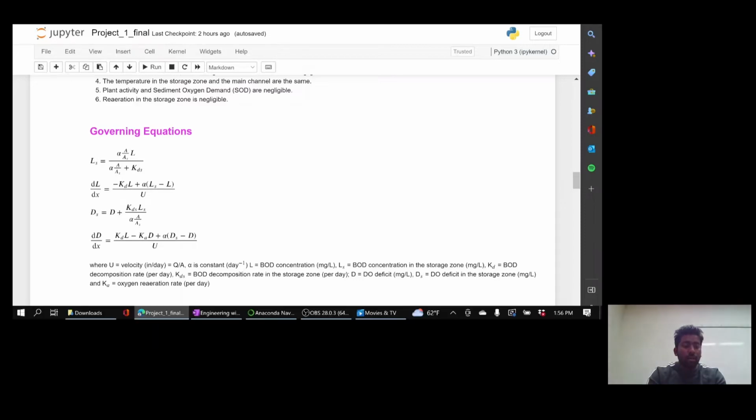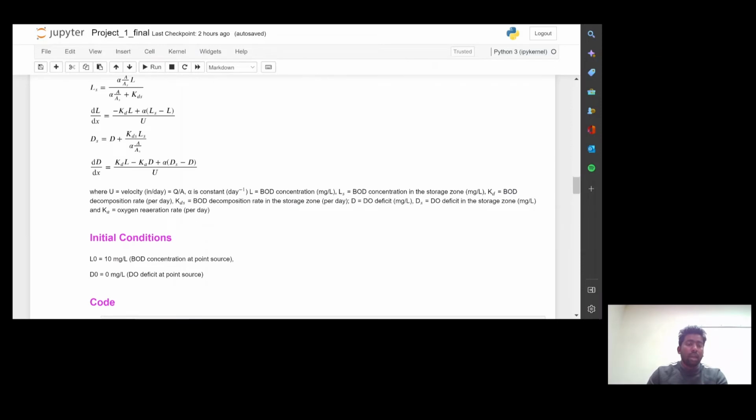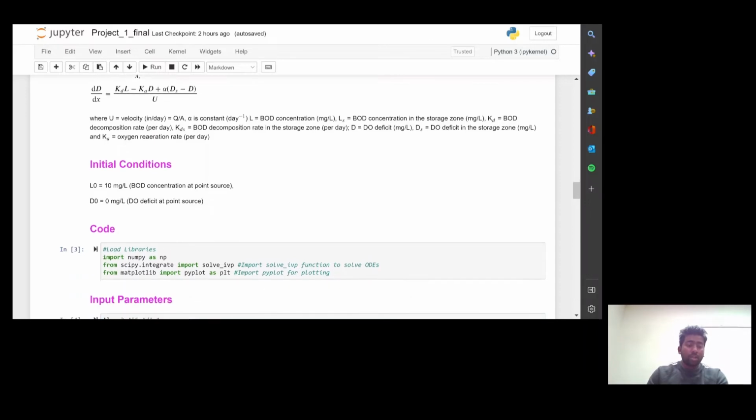Our fourth equation is dD/dx, which is for the change in DO for the main channel. And we are going to talk about our initial conditions, where L0 is 10, which is the BOD concentration at the point source, and DO is 0 at the point source.